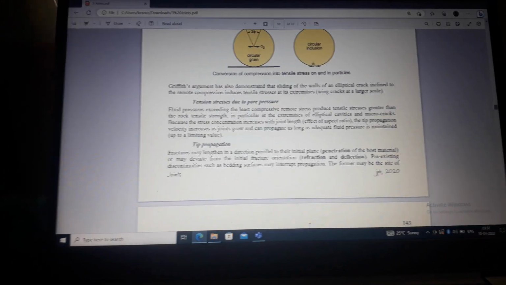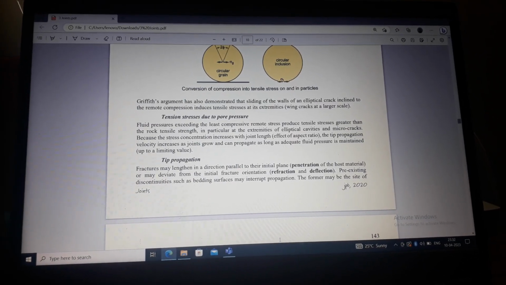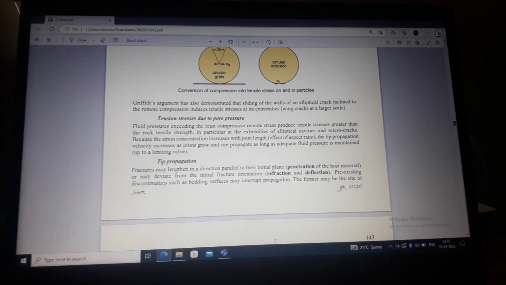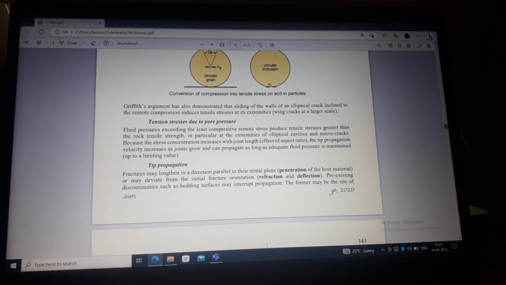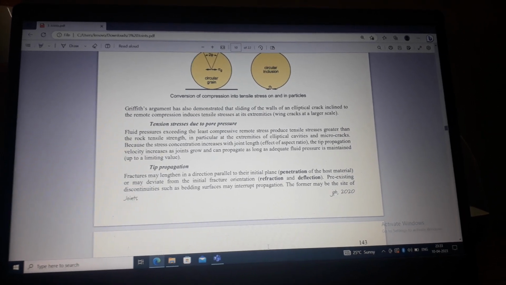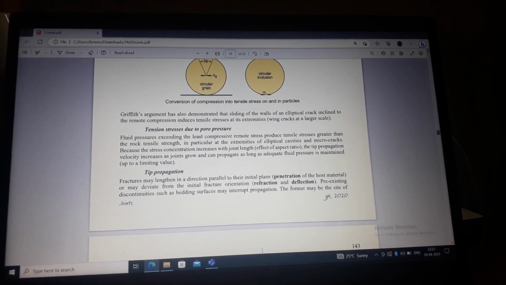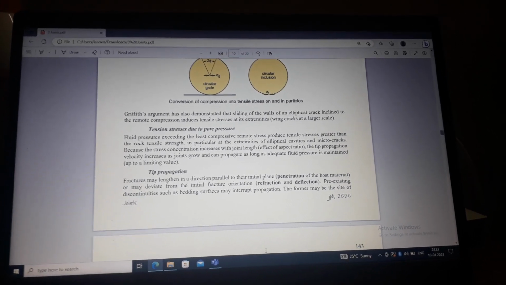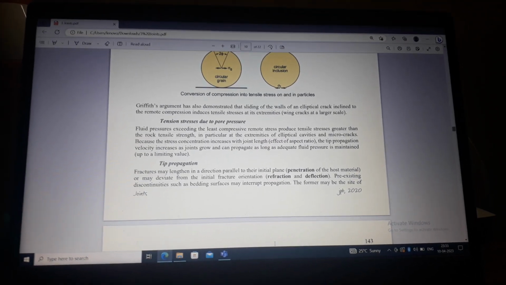Tension stresses due to pore pressure, fluid pressure exceeding the least compressive remote stress, produce tensile stress greater than the rock tensile strength, in particular at the extremities of elliptical cavities and microcracks. Tip propagation: fractures may lengthen in a direction parallel to the initial plane, penetrating the host particle, or may deviate from the initial fracture orientation, refraction and deflection.